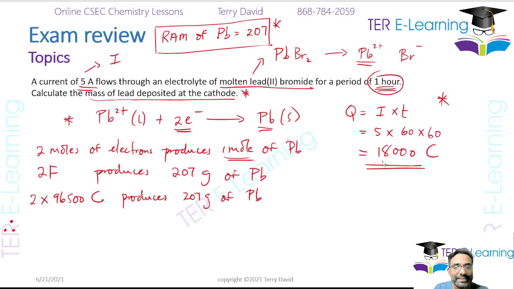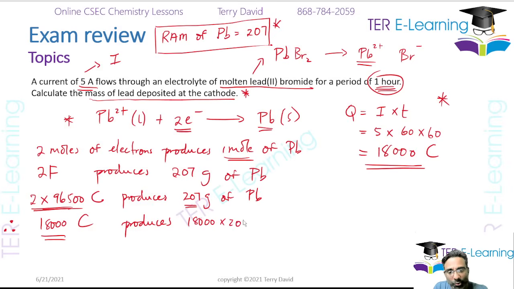Remember this figure here, this 18,000 is the actual charge that flowed in the circuit for 1 hour. That's the 5 amps flowing for 1 hour. That's 18,000 coulombs. So I need to work out for 18,000 coulombs produces, now here's what's going on here. We're going to cross multiply. I'm going to take this 18,000, multiply by 207, and then divide by this figure here. So this is 18,000 multiplied by 207 divided by 2 multiplied by 96,500, and this is going to give me my answer.